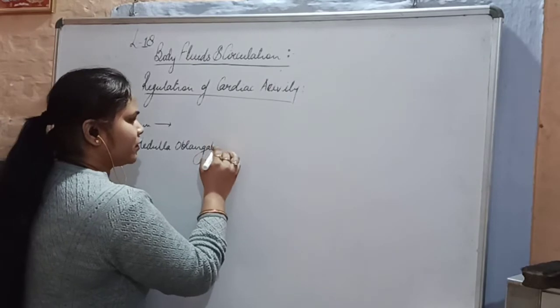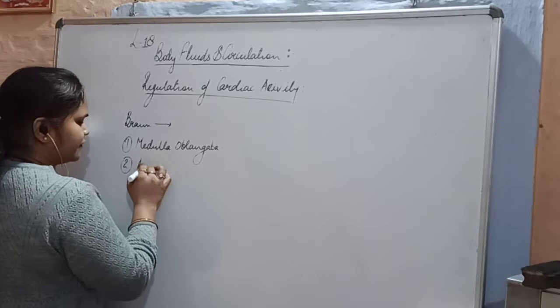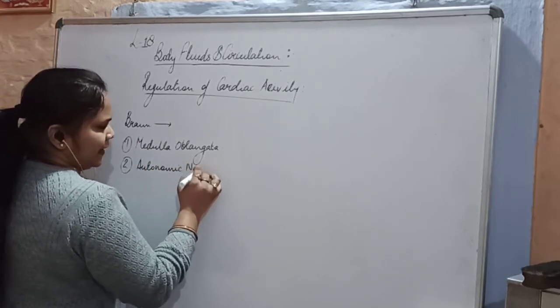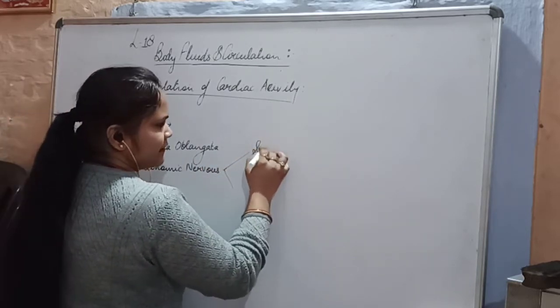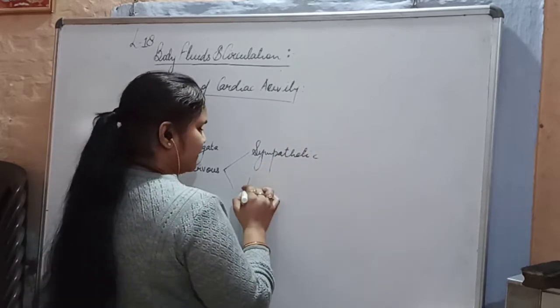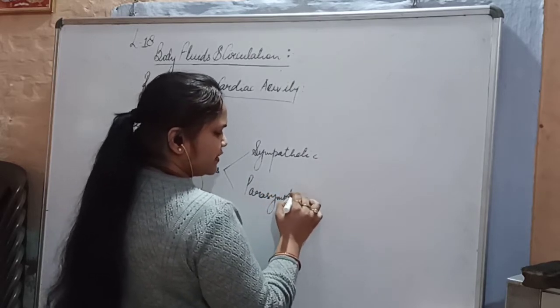First is the medulla oblongata. It is also called the respiratory center controller, and it also controls the cardiac center. Then we have got the autonomic nervous system. Now the autonomic nervous system has got two parts. One is the sympathetic, and then we have got the parasympathetic nervous system.